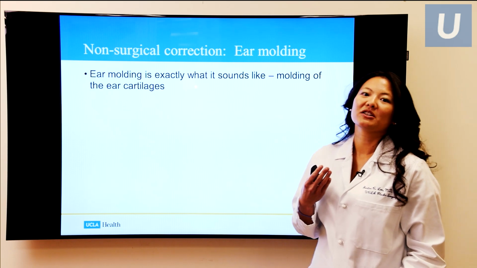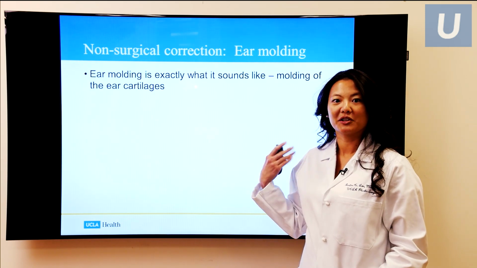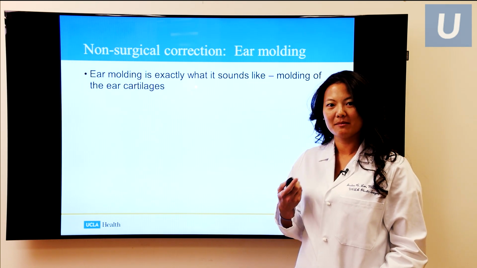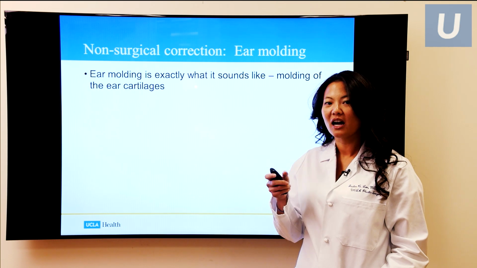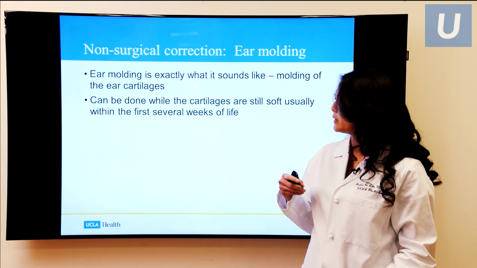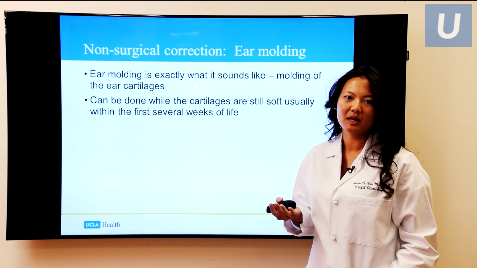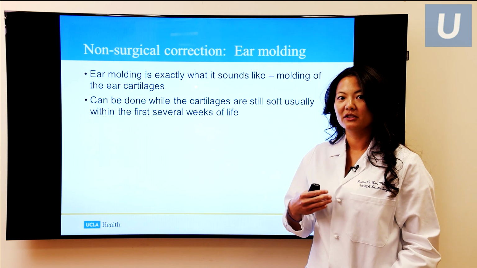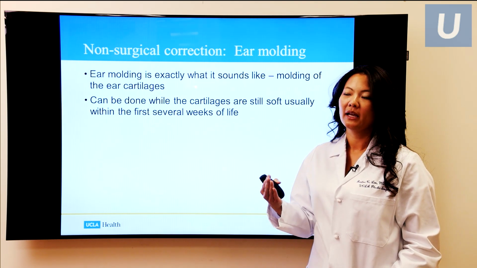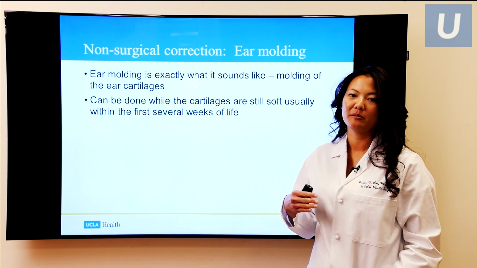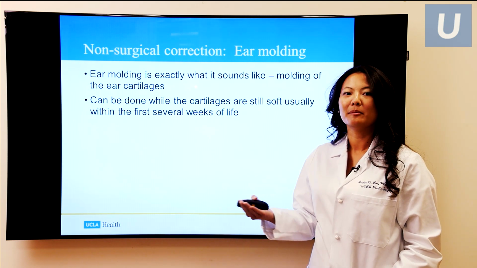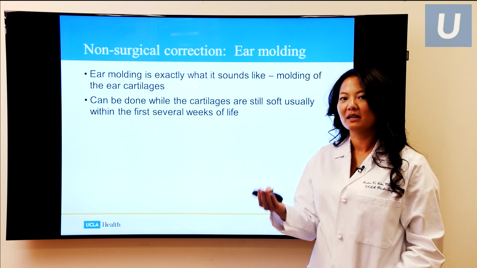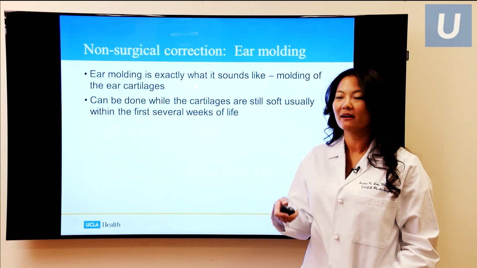So non-surgical correction of an ear abnormality is called ear molding, and ear molding is exactly what it sounds like. It's molding the ear cartilages while the baby is young and while the cartilages are soft and easily mobile. This can be done within the first couple of weeks of life, and usually as the baby gets older, the cartilages get harder, and it gets harder and harder to do, and the likelihood of success becomes a little low, meaning that the body has a tendency to want to go back to where it was before. And when the cartilages get harder, even if we try to mold it, sometimes it'll just go back to where it was. It'll stick back out again.